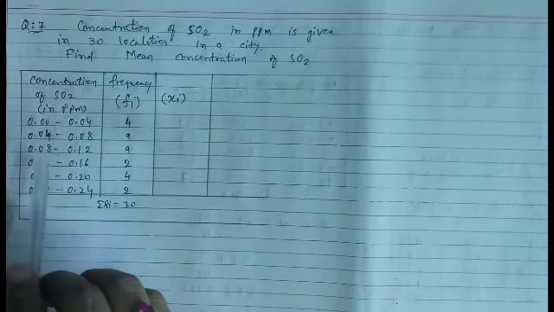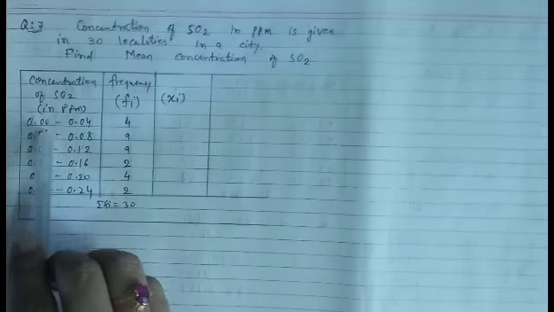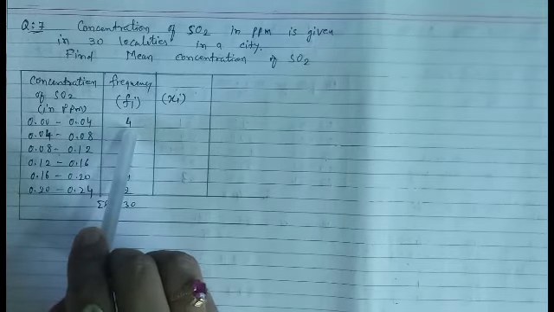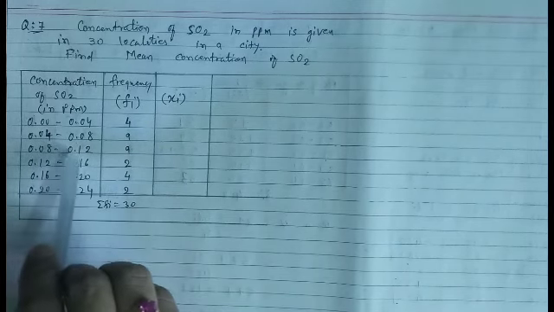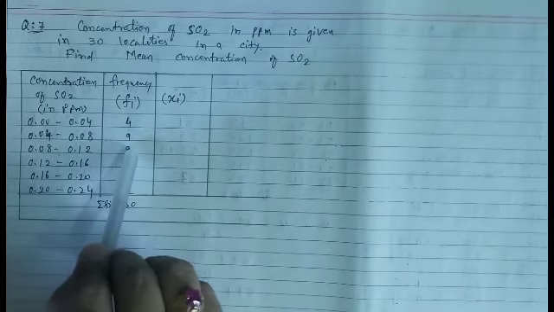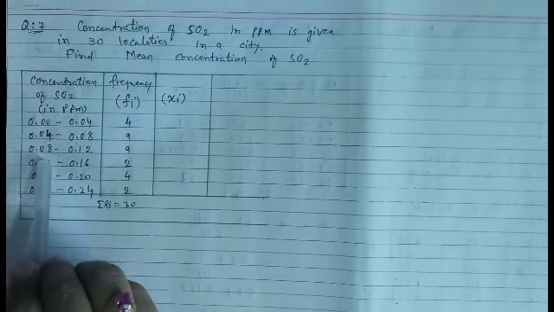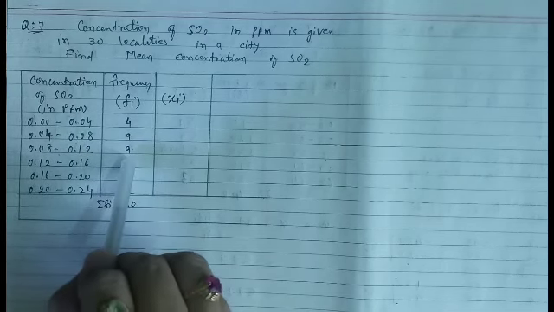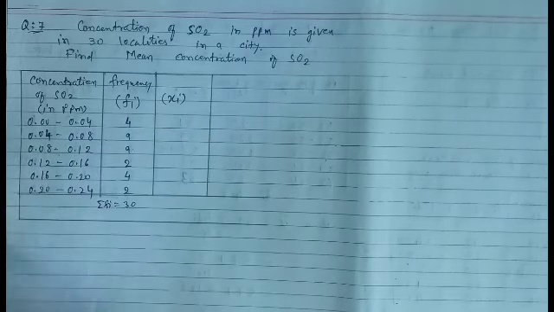As in the question, the classes are given: 0.00 to 0.04 ppm. There are 4 localities, that is the frequency Fi. 0.04 to 0.08 ppm. There are 9 localities. 0.08 to 0.12 ppm. Frequency Fi is 9, and so on. These are the given values.